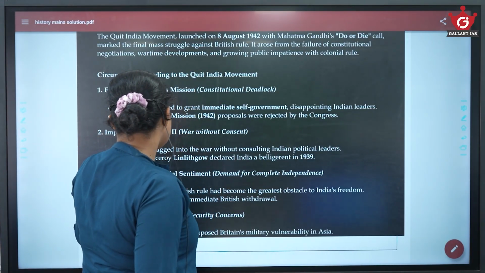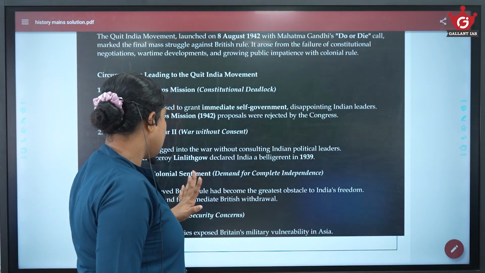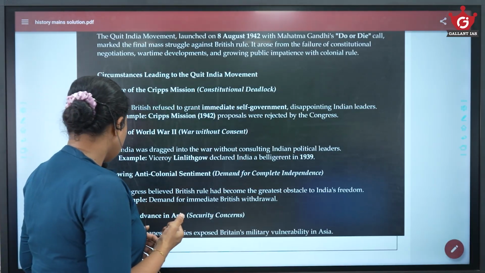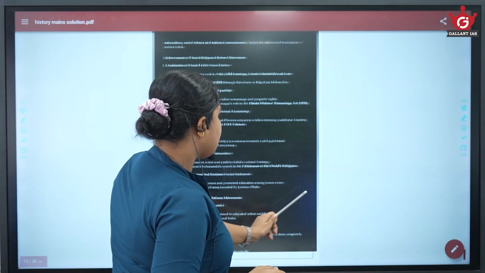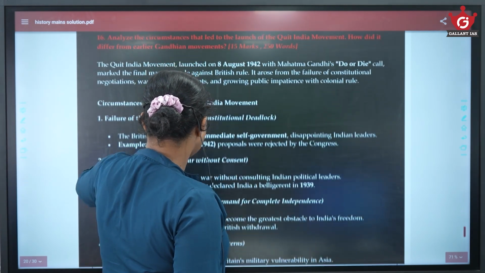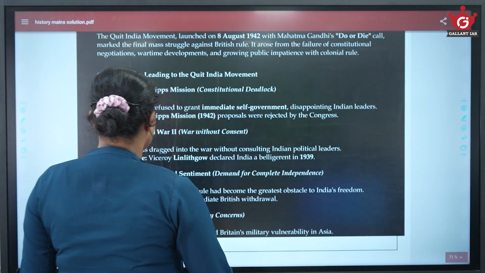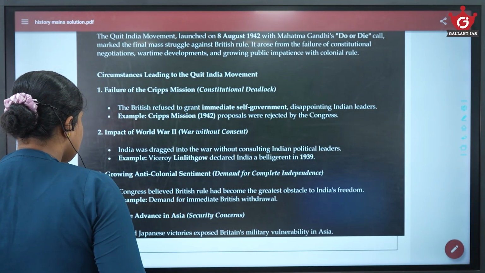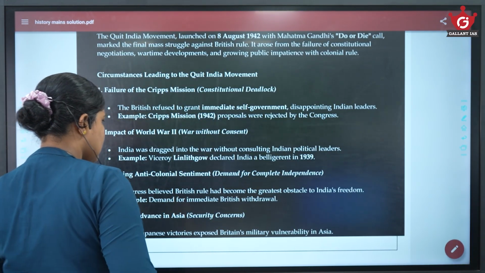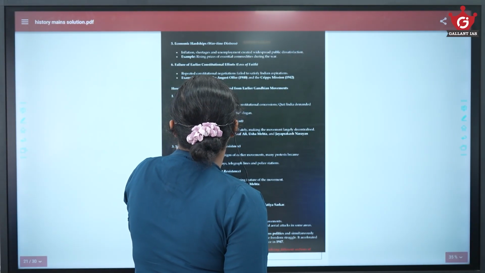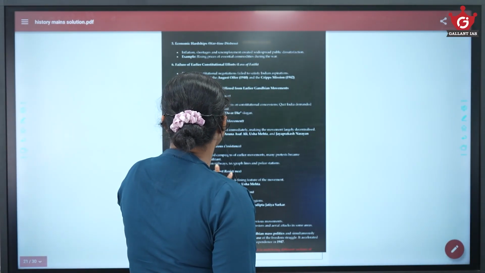Then next is growing anti-colonial sentiment, that is the demand for complete independence. Congress believed British rule had become the greatest obstacle to India's freedom. You can mention the demand for immediate British withdrawal. Then the Japanese advance in Asia, security concerns. You can mention that was also a circumstance leading to the Quit India Movement.